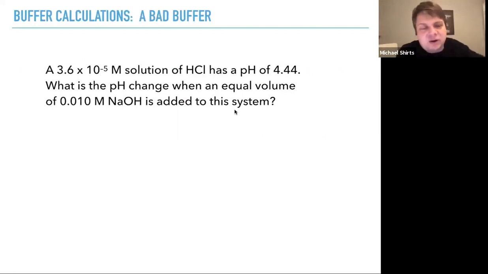Okay, so let's see what happens if we have a bad buffer. Now that we've got an equation to work with, let's see what happens in a bad buffer. So we're going to start out with a 3.6 times 10^-5 molar solution of hydrochloric acid. It has a pH of 4.44. What's the pH change when an equal volume of 0.01 molar sodium hydroxide is added to the system?